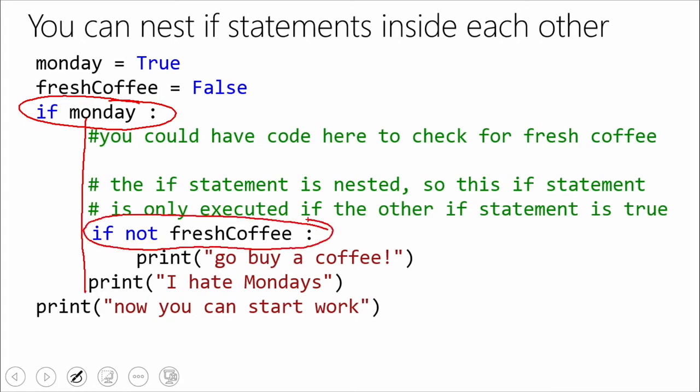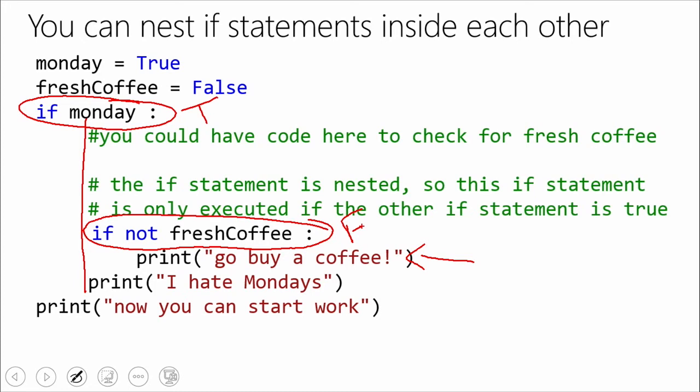Now, one thing that you might be wondering is, wait a minute, couldn't you have just done an and statement here? Because in order for that line of code to run, both Monday needs to be true and this needs to be false. So couldn't we have just left that at fresh coffee and written that with an and statement and put it together?